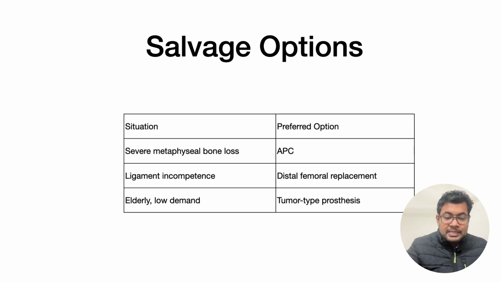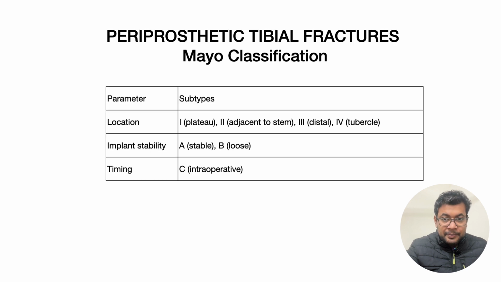Sometimes we may have to go for salvage options when there is severe metaphyseal bone loss, when there is ligament incompetence, or the patient is elderly with low demand. In these scenarios, we may have to use the megaprosthesis that we usually use in tumor surgeries.